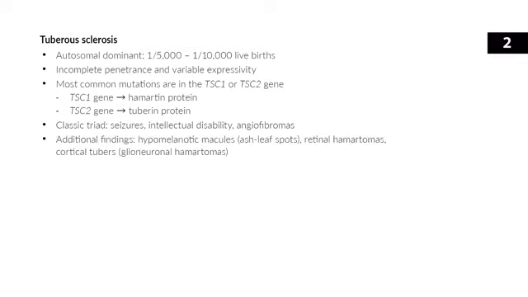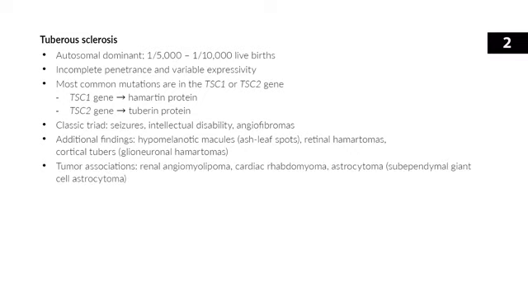Additional findings include hypomelanotic macules, which are referred to as ash leaf spots on the skin, retinal hamartomas, and cortical tubers that are glioneuronal hamartomas, renal angiomyolipomas, cardiac rhabdomyomas, and astrocytomas.